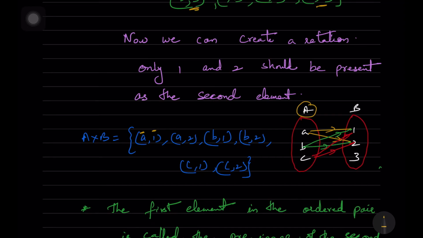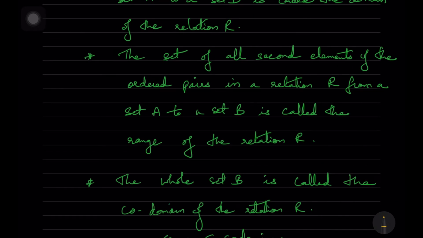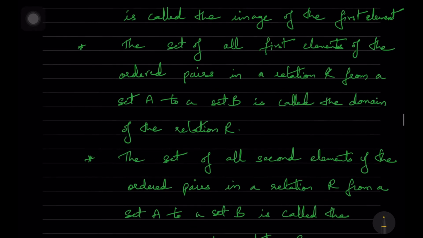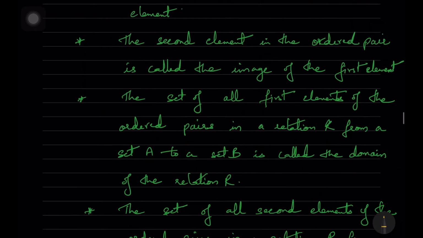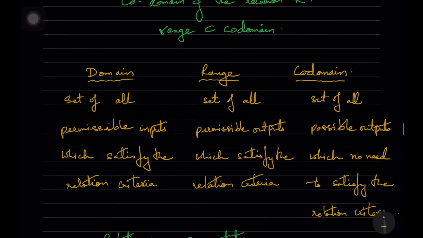Now what is the relation here? We are creating one relation. Only 1 and 2 shall be present as the second element. So 1 and 2 are called the range of the relation R, and the whole set B, that is 1, 2, 3, is called the codomain. So the whole set B is called the codomain of the relation R, that is, the range is a subset of the codomain.